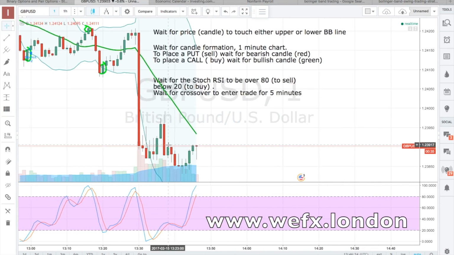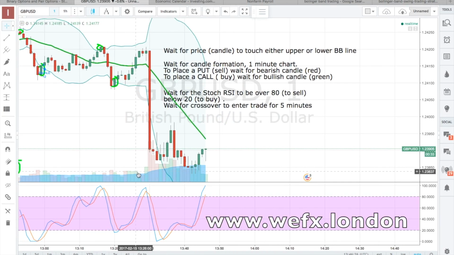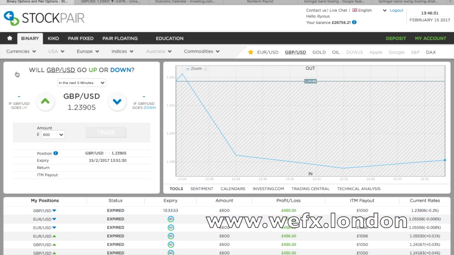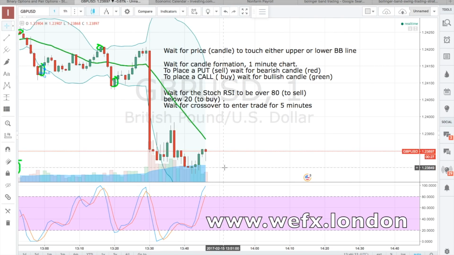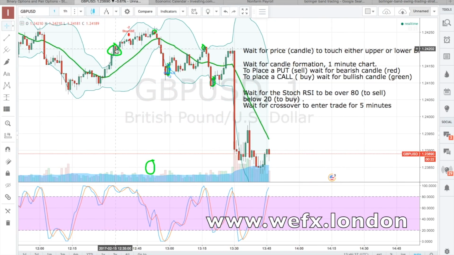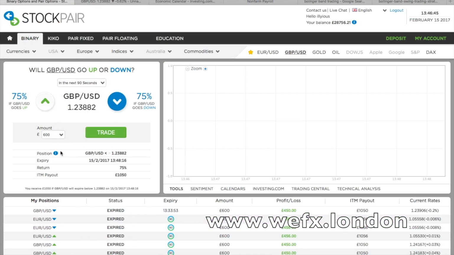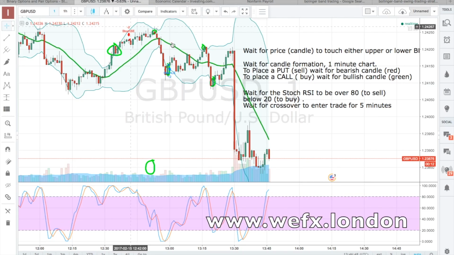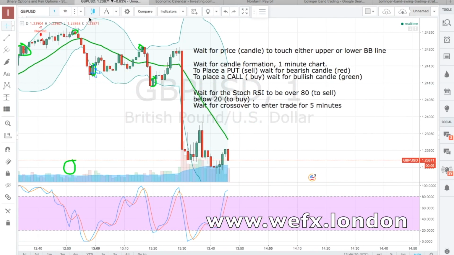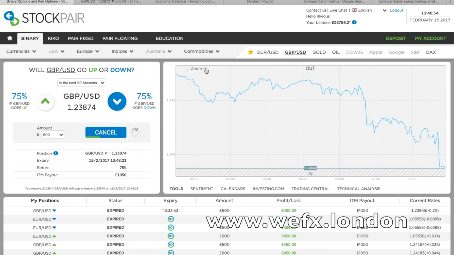Okay, here we go. We have the stock out, so the pound against the dollar. We're not even going to use the Bollinger Bands. Bollinger Bands are used for the best entry, but we're going to try and be cheeky and just trade off the stock itself, the stock RSI, because the RSI is quite good. We're going to be placing a 90-second trade. We're going to short it, sell it, put it. Okay, now wait for this candle to form, and we're going to do our little trick.